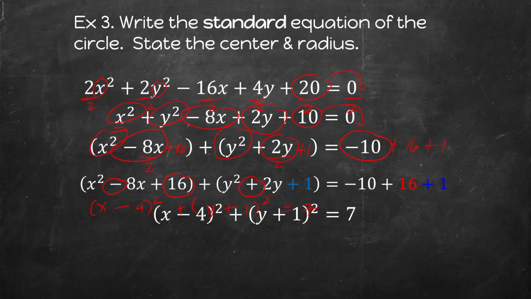Okay. So, identify na natin ngayon si center. So, instead na negative 4, it will become positive 4. Ito naman, positive 1. It will become negative 1. And get the square root of 7. Ayan. So, the radius is square root of 7 or approximately equal to 2.6.